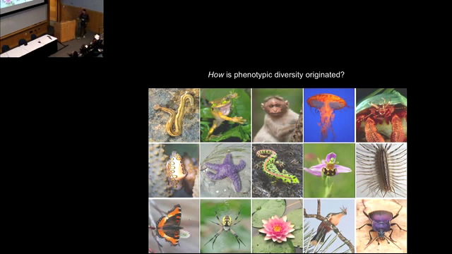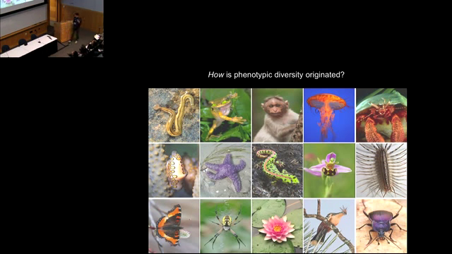And I like to start with these images because every time I look at them, I just get amazed at this vast array of shapes and forms and colors that have evolved in nature. And I think as biologists, one of the challenges that we have is to try to understand how this great deal of biodiversity originated. And by that I mean, what are the mechanisms that originate this?